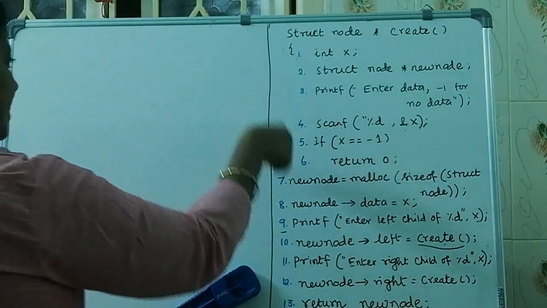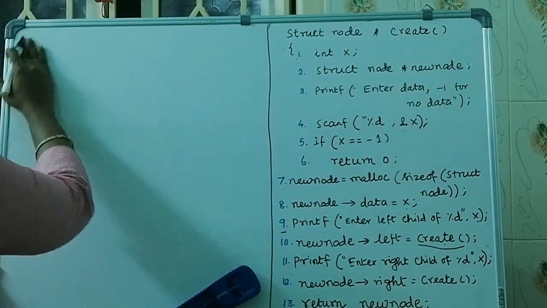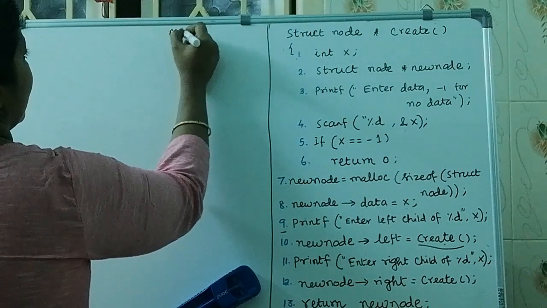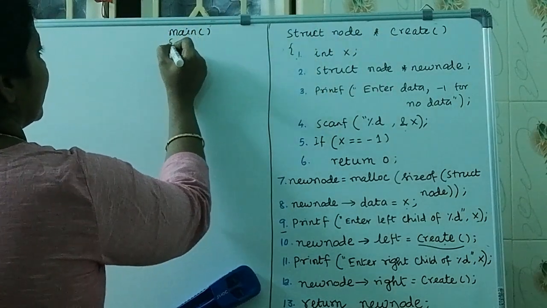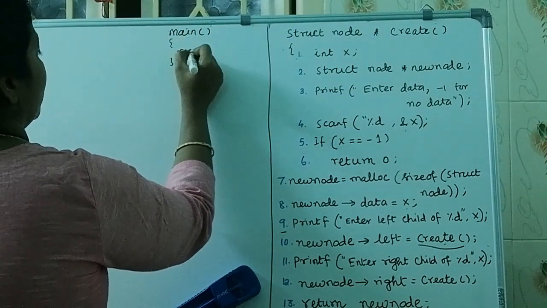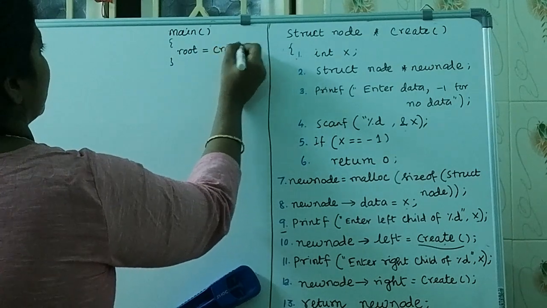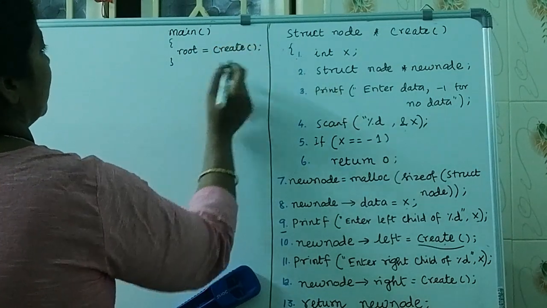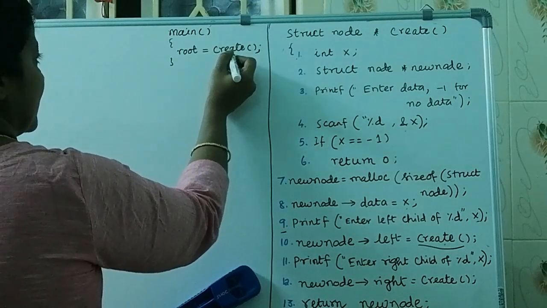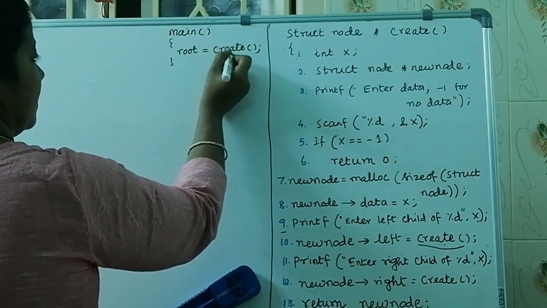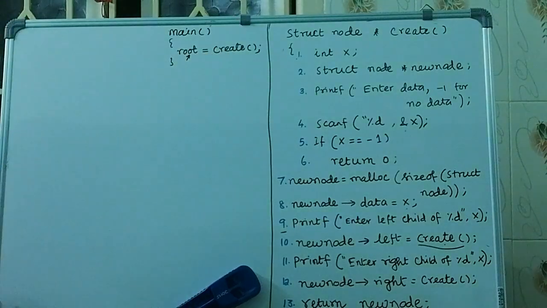Now let me trace this function with the help of an example. Note down, this is the function called create. It gets called from the main method. Okay, I am assigning root equal to create. So create is the method. I call this method and I am going to assign the address returned by the create method to the root. So in that case, root is a pointer variable.